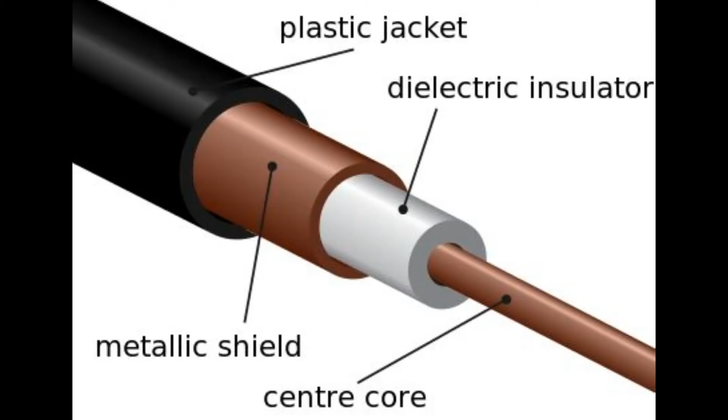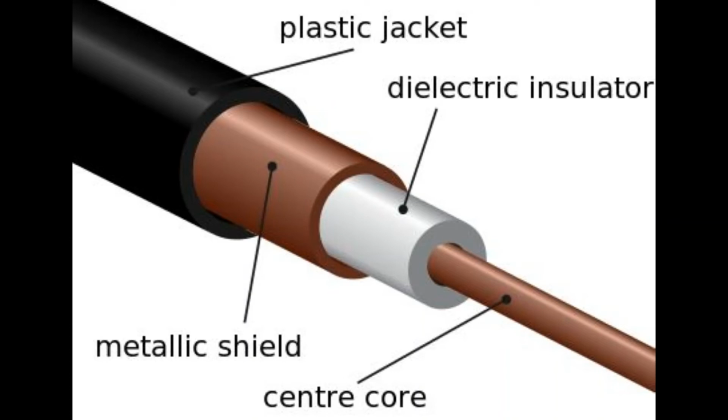In 1880, he patented the coaxial cable. He showed how coaxial cable could eliminate signal interference. Coaxial cable is a type of transmission line used to carry high-frequency electrical signals with low losses.